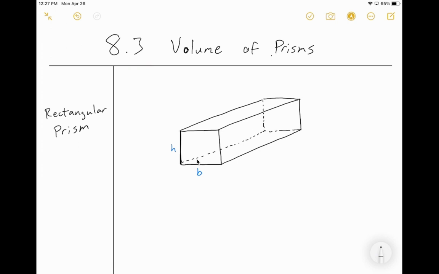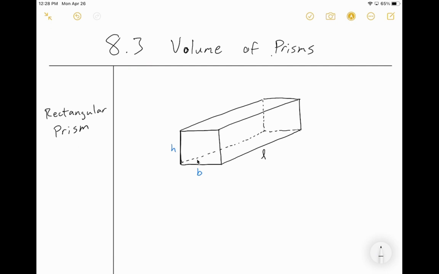So again, think about it as a stack of all those squares in front, and you keep adding those squares, and however many layers you have, we're going to call that the length. We're going to use a cursive L, because a regular L looks like the number 1. So we have the base, we have the height, and then the length is kind of like how many layers there are of that base times height.